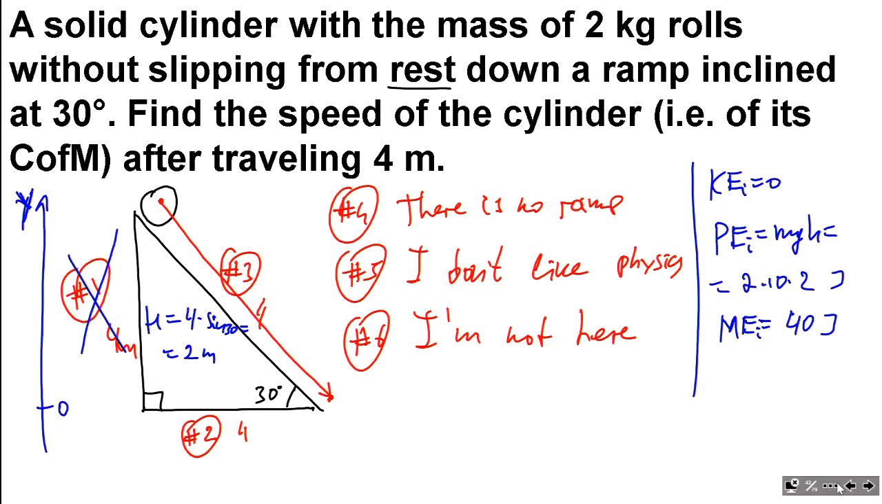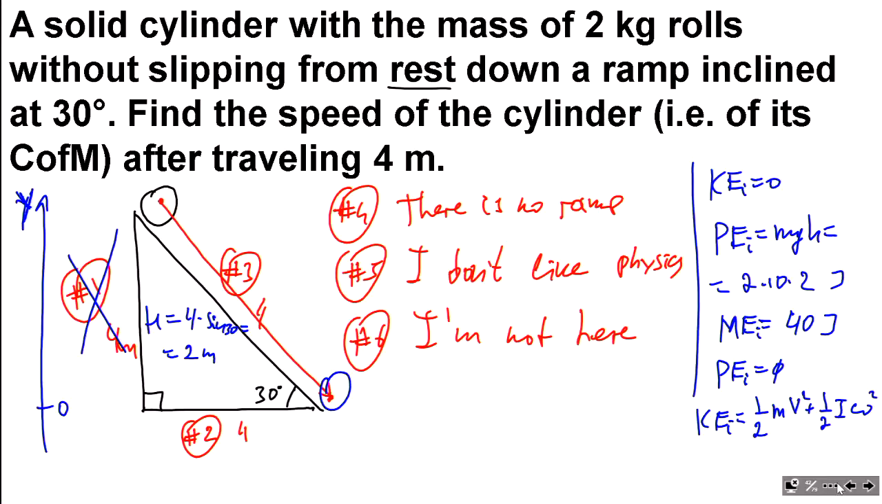Now, at the bottom, final potential energy is 0. We chose that level to be equal to 0. But final kinetic energy should include 2 terms: translational kinetic energy for the motion as a whole, plus rotational kinetic energy for the rotational motion about the center of mass.